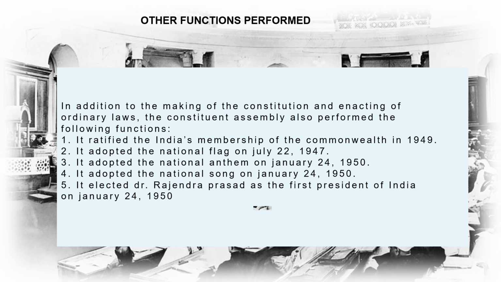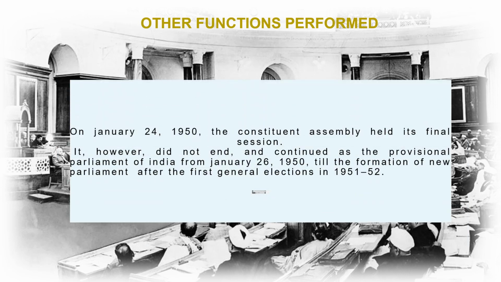In addition to making of the constitution and enacting of the ordinary laws, the Constituent Assembly also performed other functions. It ratified India's membership of the Commonwealth in May 1949, and it adopted a national flag on July 22, 1947, and adopted the national anthem and a national song on January 24, 1950, and elected Dr. Rajendra Prasad as the first president of India on January 24, 1950. On January 24, 1950, the Constituent Assembly held its final session. It, however, did not end and continued as the Provisional Parliament of India from January 26, 1950 till the formation of the new Parliament after the first general election in 1951-52.